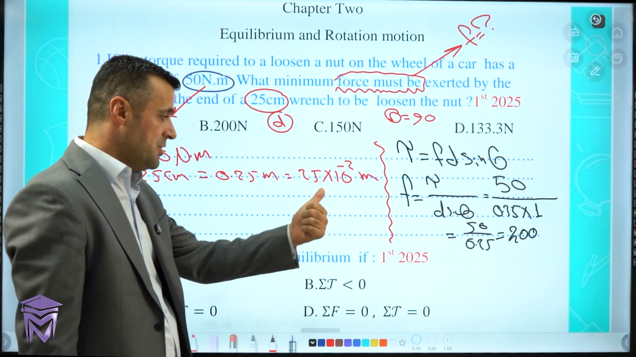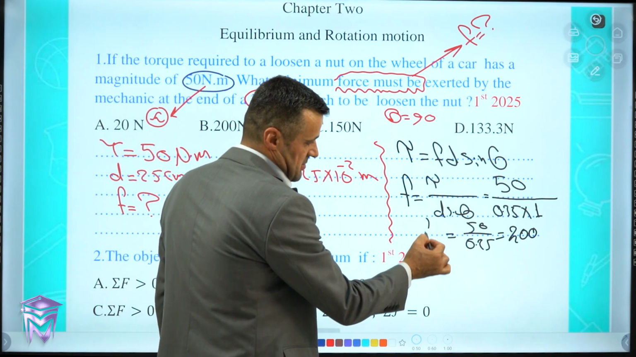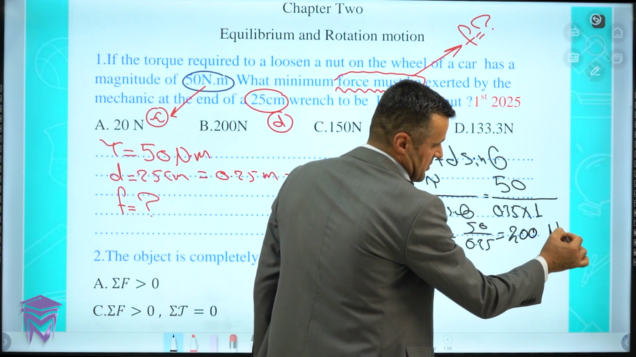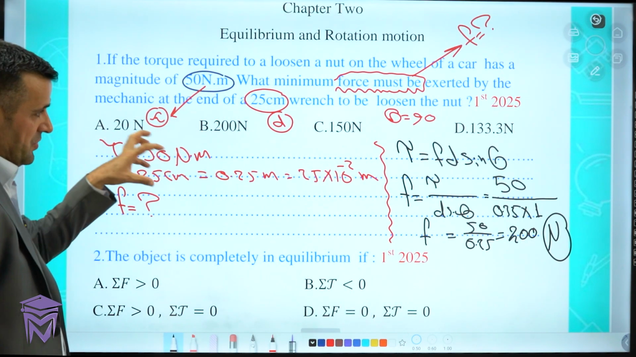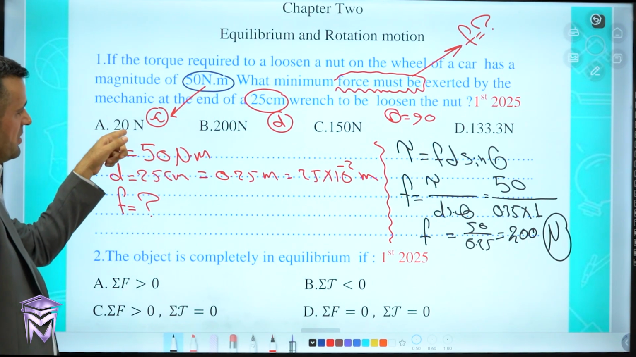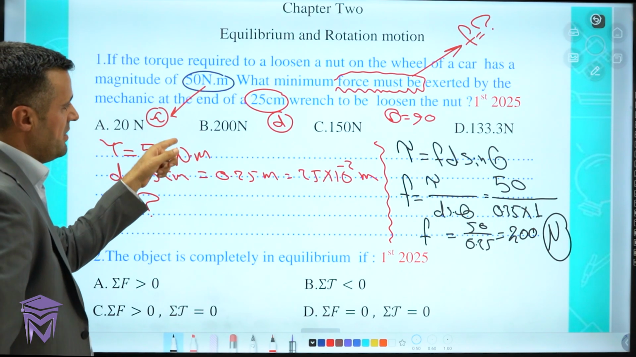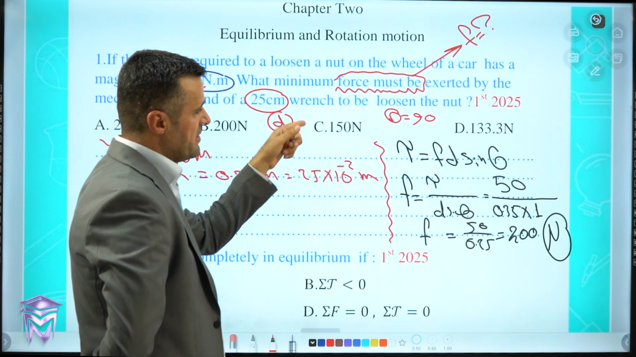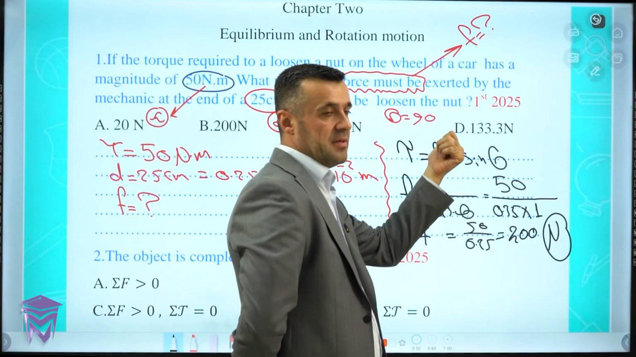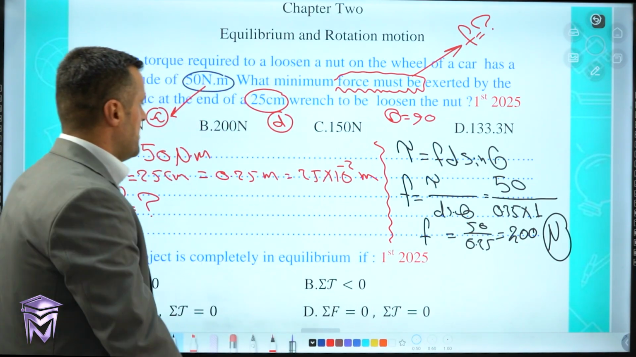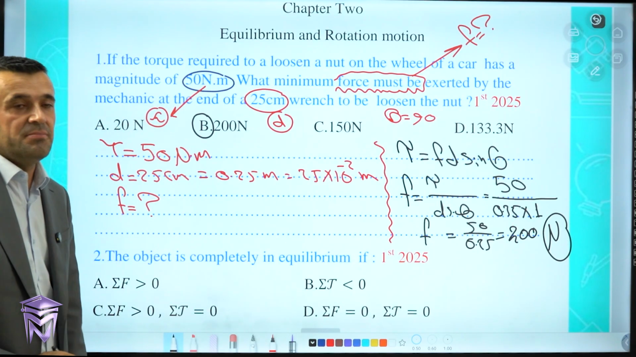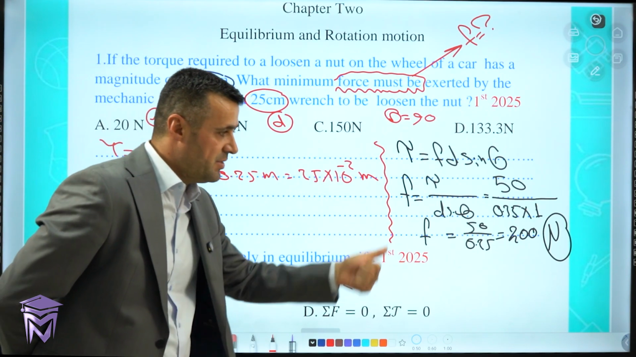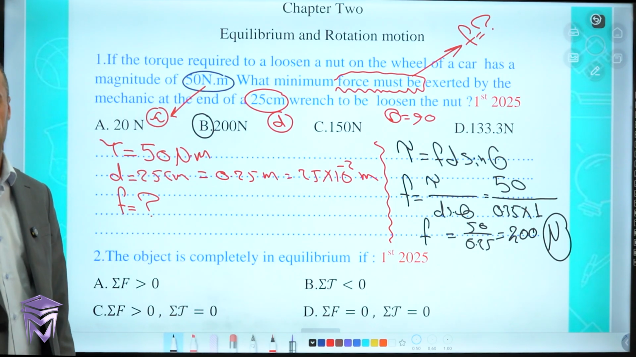What is the main unit of force? It is Newton. Okay, so we can decide A, 20 Newton, is wrong. B, 200, C, 150, D, 133.3 Newton. But the correct answer is selection B, 200 Newton. Thank you.